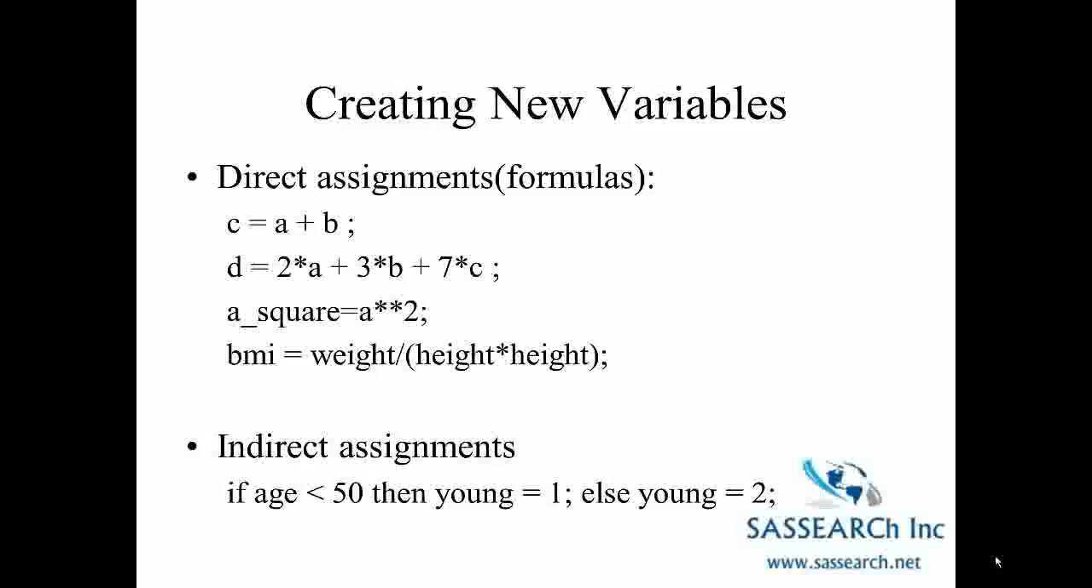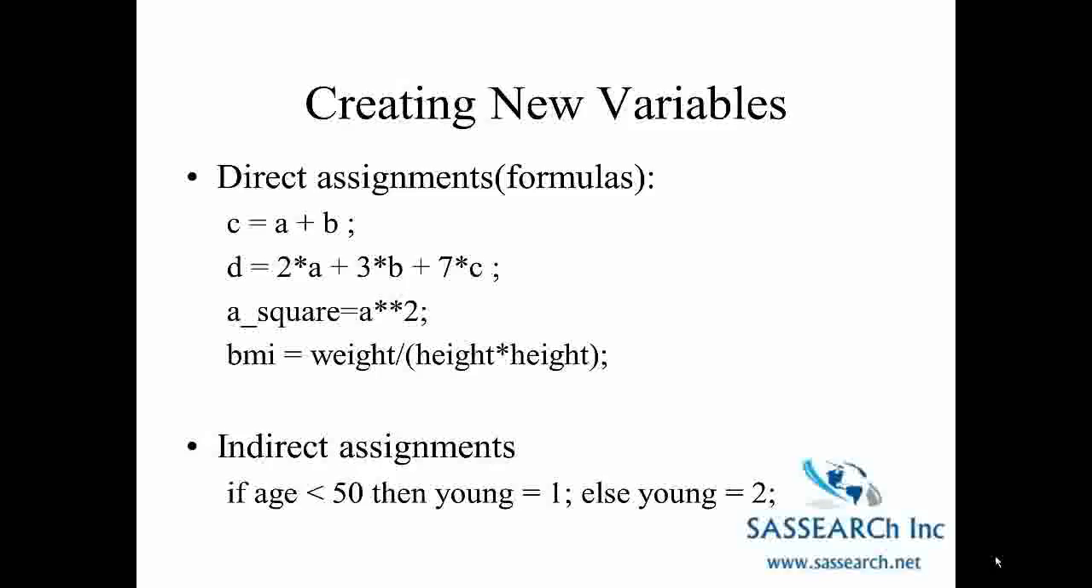And notice that to create the variable A square, it's equal to A asterisk asterisk 2. So if you wanted to create A cube, it would be equal to A asterisk asterisk 3. The two asterisks together raise that variable to the power.